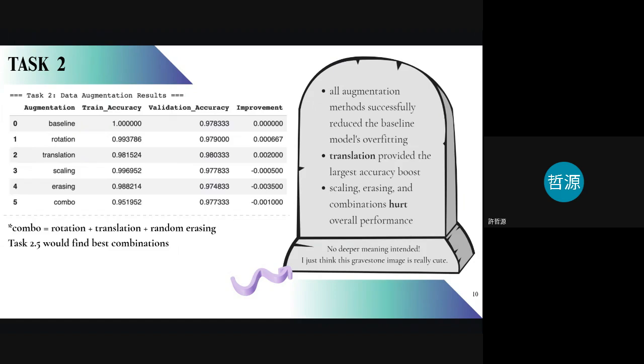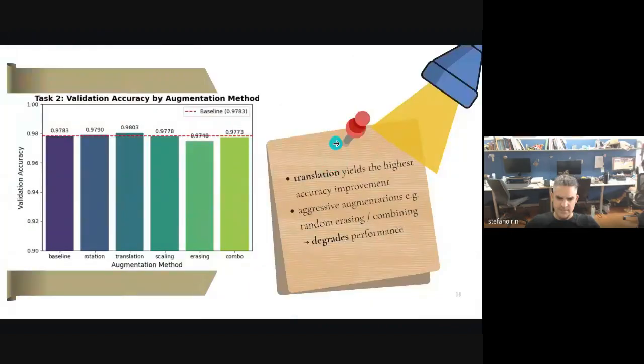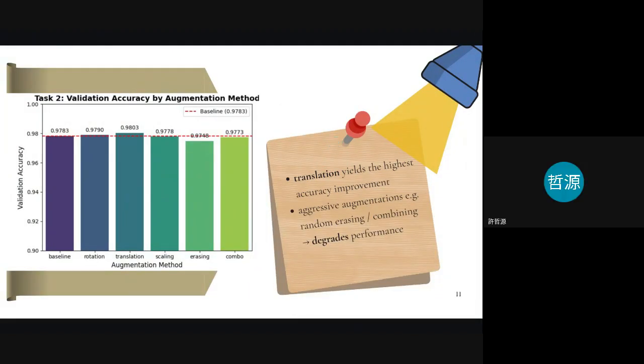And next page. And this bar chart compares the validation accuracy of each method. The red dashed line represents our baseline at 0.9783. This visual benchmark makes it instantly obvious which methods help the model and which methods hurt. This chart answers our first three experiment questions.